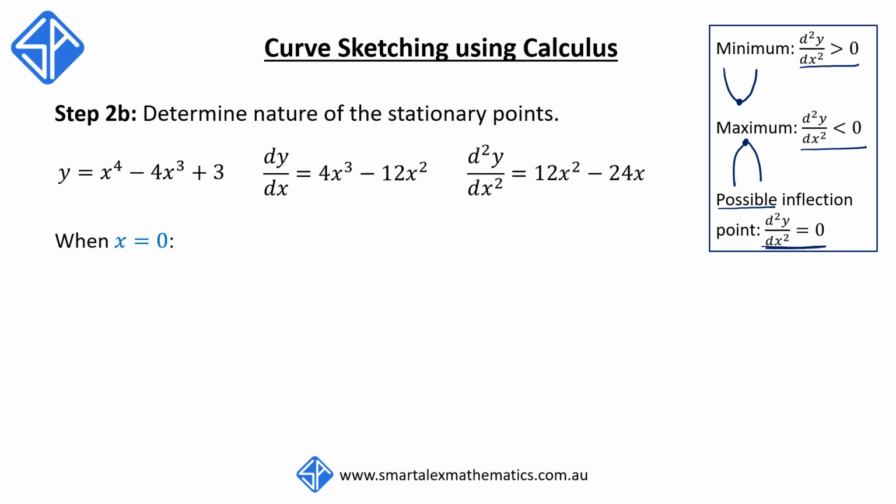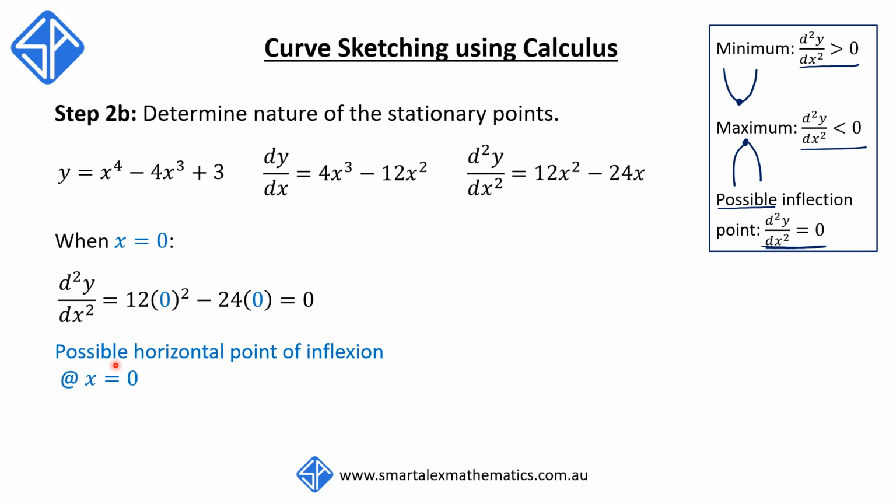So for x is equal to 0, we're going to sub this value of x is equal to 0 into the second derivative and evaluate. When we do this, we get d squared y on dx squared is equal to 0, which tells us that this is a possible inflection point. But because it's also a stationary point, we can then conclude that we have got a possible horizontal point of inflection at x is equal to 0. And we will require further testing at x is equal to 0.